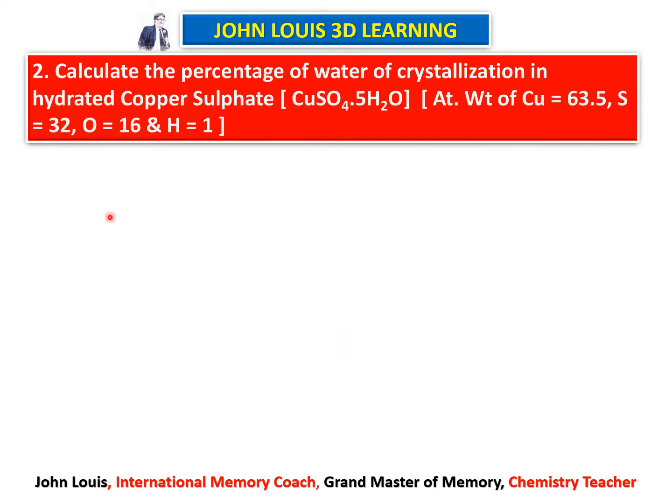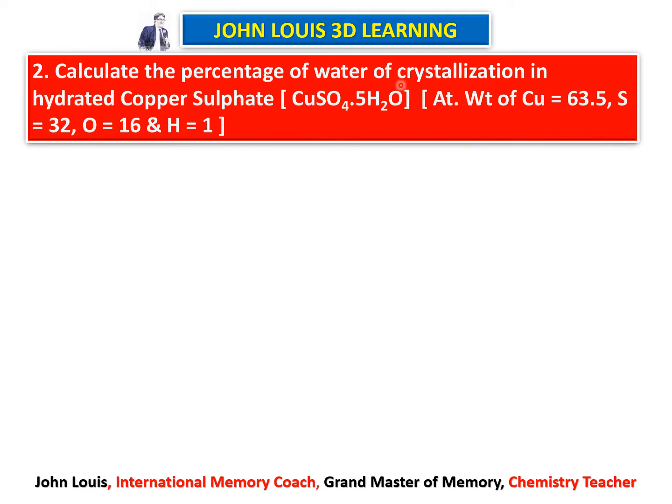So the second sum is: calculate the percentage of water of crystallization in hydrated copper sulfate. Five water molecules are added in copper sulfate. We already know the formula of copper sulfate, CuSO4, and 5 water molecules are added, so CuSO4·5H2O. The atomic weight of copper is 63.5, sulfur is 32, oxygen is 16, hydrogen is 1. That is all given in the sum itself.